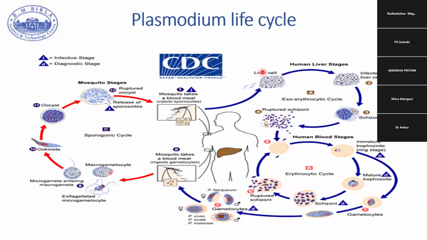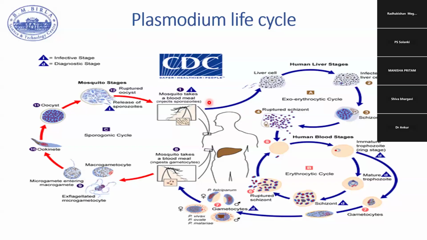If we start with this liver cell, it develops very fast. Here it takes only 24 to 48 hours. After that, it goes to infect some other liver cells, and it changes its form.